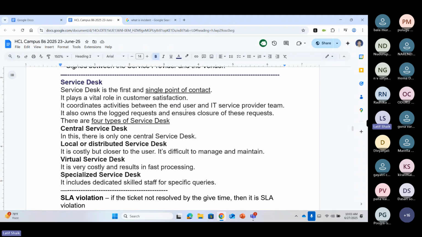So this service desk is a single point of contact between the user, customer or a client, and the IT technical team or IT service provider team. It plays a vital role in customer satisfaction.